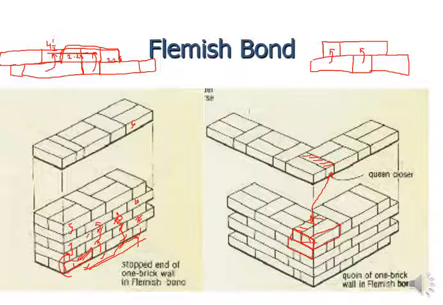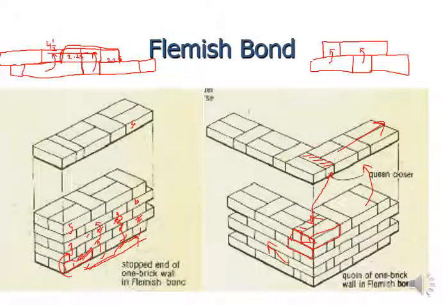Okay, so this is also a difference between English bond and Flemish bond. In the English bond, just within the header course we need to place the queen closure, but for the Flemish bond, in all of the courses we have to place the queen closure, because it is alternately stretcher and header. So in all of the courses at the corner you need a queen closure, but in alternate direction. If in one course you are placing the queen closure in this direction, then in the consecutive course you are placing a queen closure in the other direction.